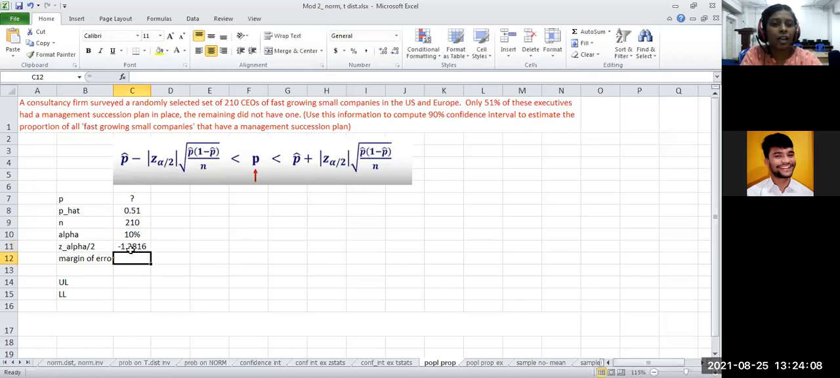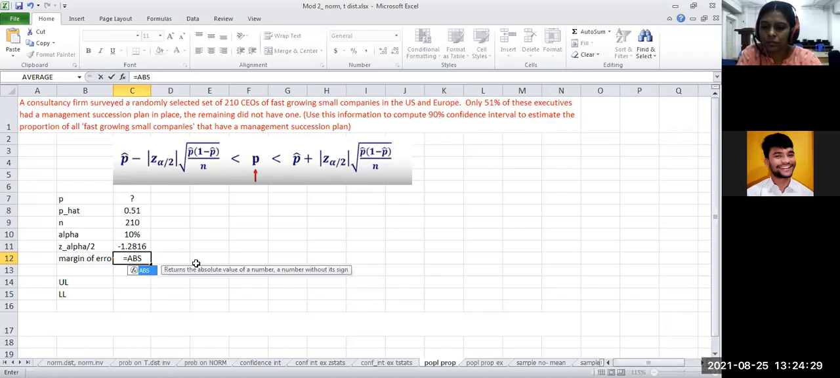Fine. So this answer everyone is getting. Yes, ma'am. Now quickly calculate the margin of error. So once you know what Z alpha by 2 is, you can calculate the margin of error in a similar fashion. So can you just run through the Z alpha by 2 formula?